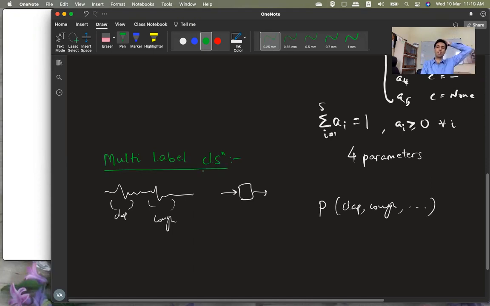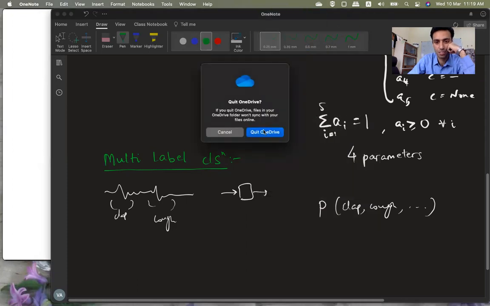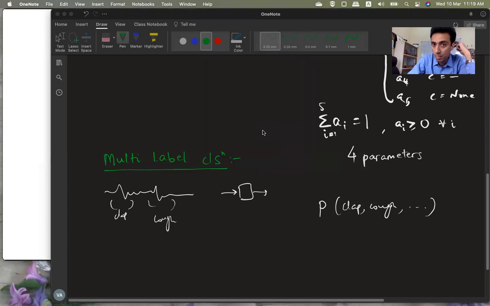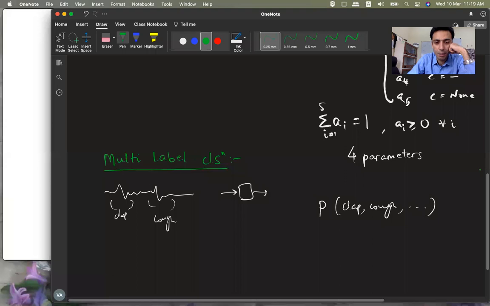This is called multi-label classification. Okay, any questions? Okay, let's move on. So now you have this joint distribution, but if you assume that these events are independent.